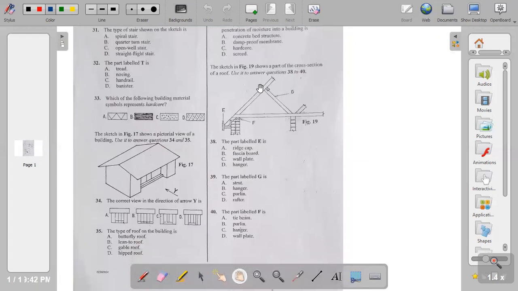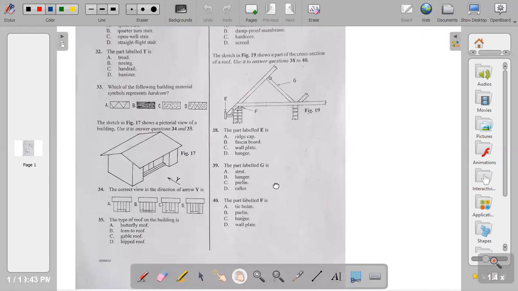The sketch in figure 19 shows a part of the cross-section of a roof. Use it to answer questions 38 to 40. Question 38 says, the part labeled E is what? A, ridge cap, B, facial board, C, wall plate, D, hanger. This is a facial board. 38 is B.